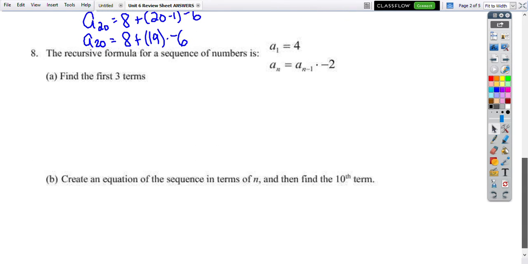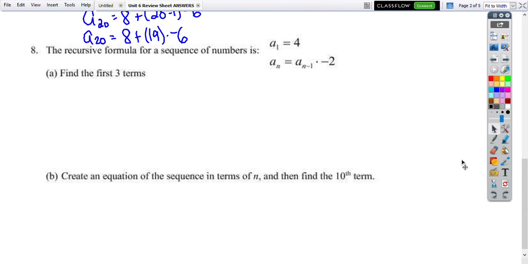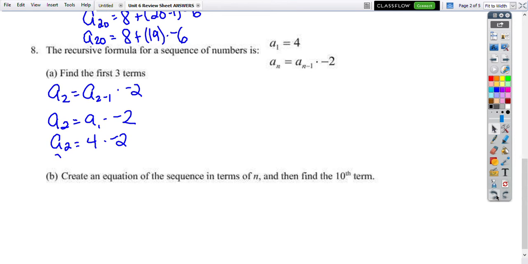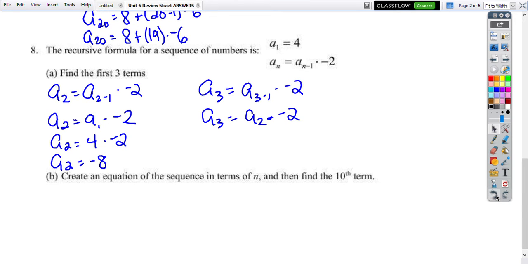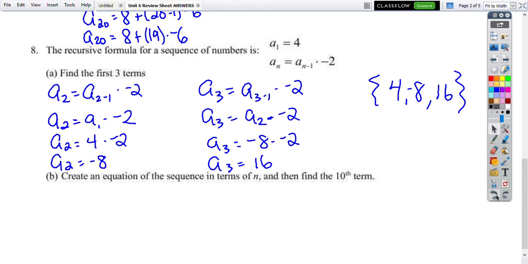It's the same thing for the next question. This one's times, so this is going to be a geometric sequence. So when I find the first 3 terms, a_2 is a_(2 minus 1) times negative 2. And then for a_1, we put in 4, and that gives us negative 8. For a_3, we're doing a_(3 minus 1), which is really a_2 times negative 2. That's negative 8 times negative 2, or positive 16. And so we get these numbers.